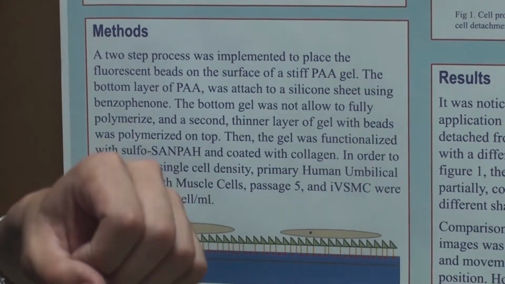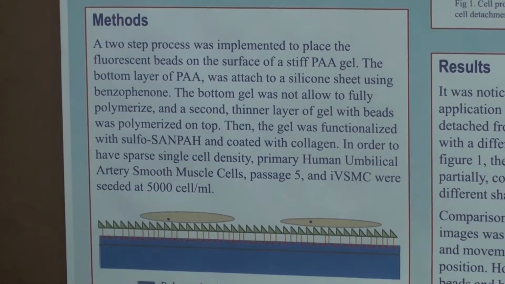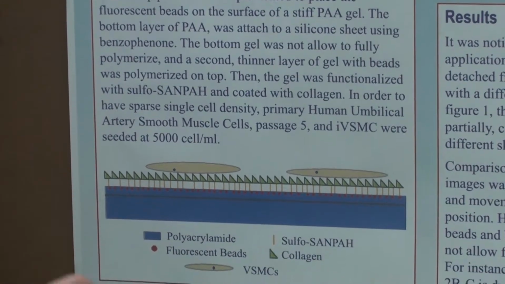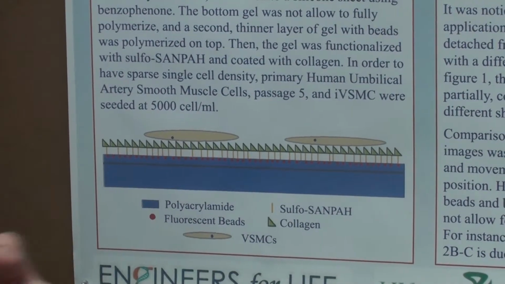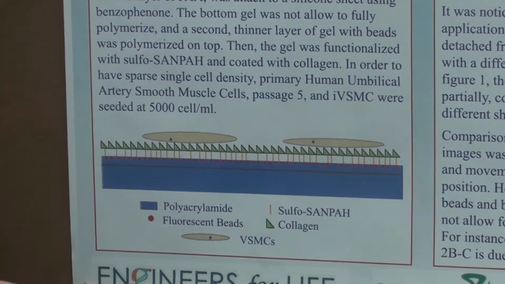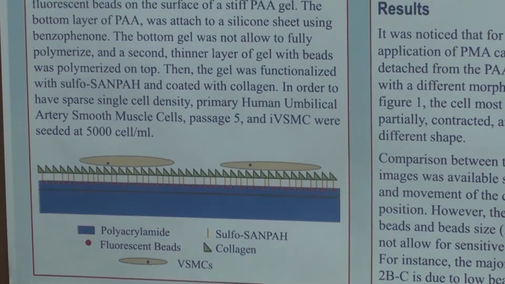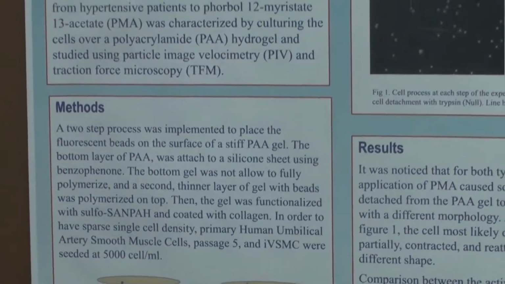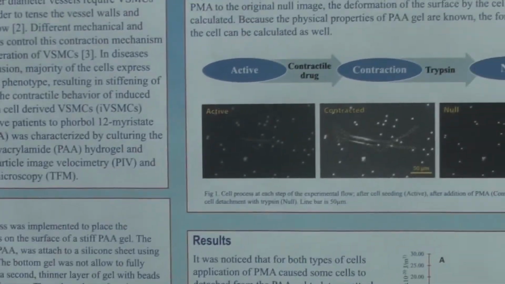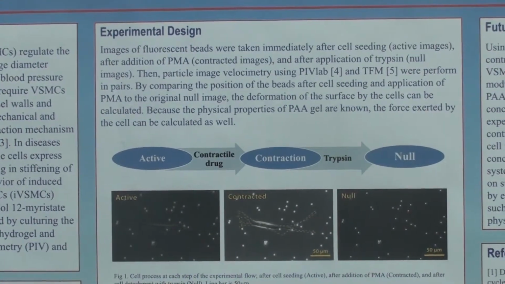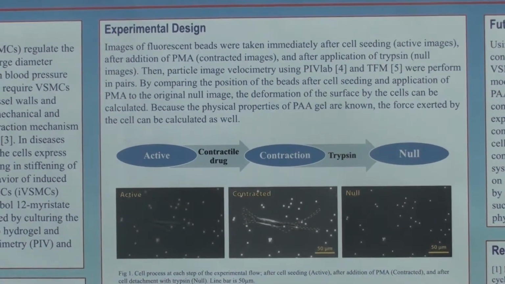So by knowing where the bead is and where the bead was, you're able to quantify the displacement of the bead. Because you know the specifics of the gel, so you know the stiffness, which is the Young's modulus, and the Poisson's ratio, you can quantify the strain energy and the force that the gel had to produce to move that bead.